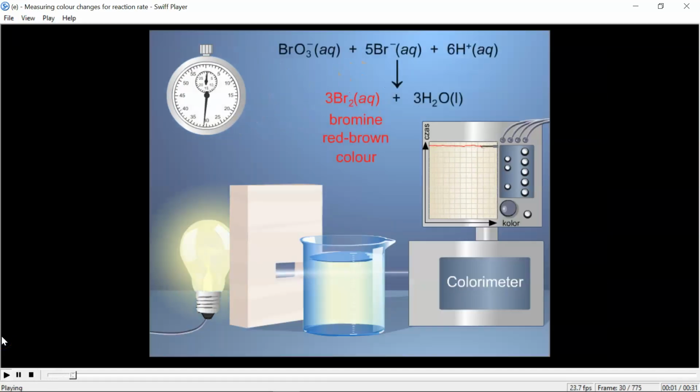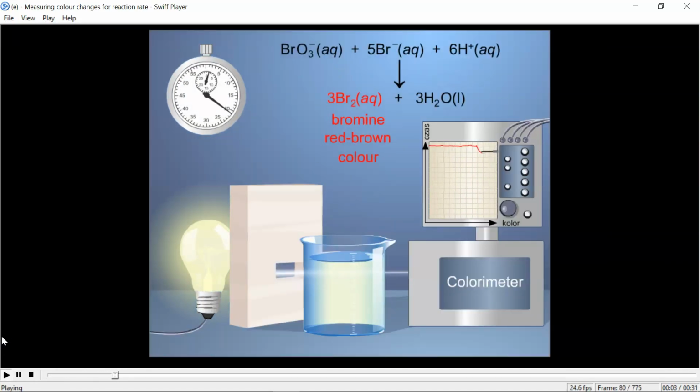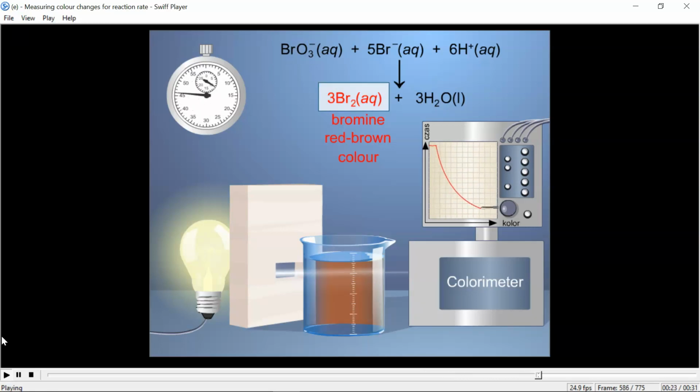When the reactants and products differ in color, the reaction can be monitored by observing the changes in color intensity using a colorimeter. This method can be employed to study the reaction of bromide ions with bromate ions. Bromide and bromate ions are colorless, but their reaction product, bromine, is red-brown. Observing the color changes allows the progress of this reaction to be monitored.